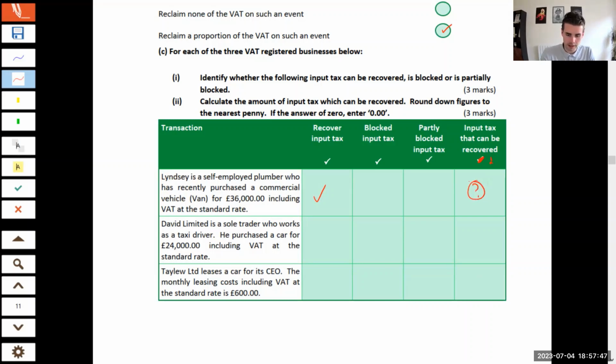What input tax can be recovered? So it's £36,000. It's at the standard rate. So what is the VAT that I can reclaim? Well, I've got the gross amount because it's including VAT.